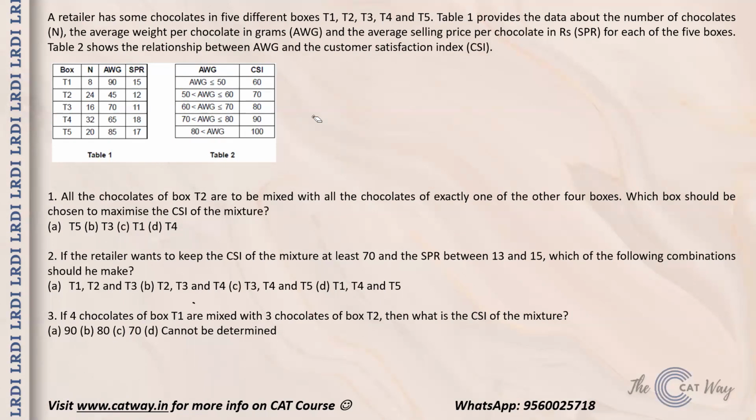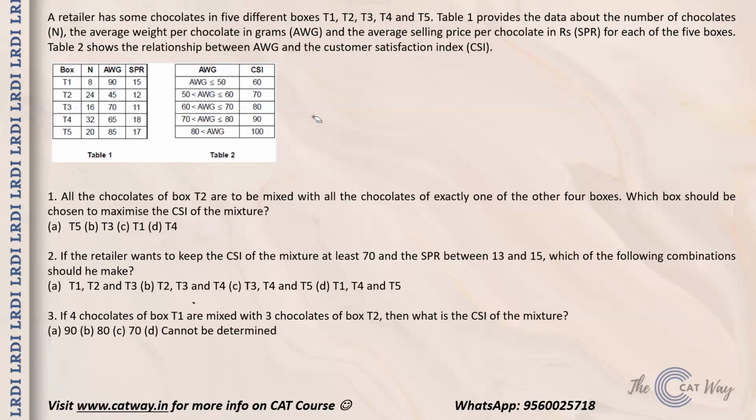Now moving to the question, what we have is that all the chocolates of box T2 are to be mixed with all the chocolates of exactly one of the other 4 boxes, which should be chosen to maximize the CSI of the mixture. So that means when all the chocolates of box T2 are mixed, your CSI depends on the average weight. So all we have to do is calculate the AWG of the mixture of the 2 boxes, that is T2 and one other box.